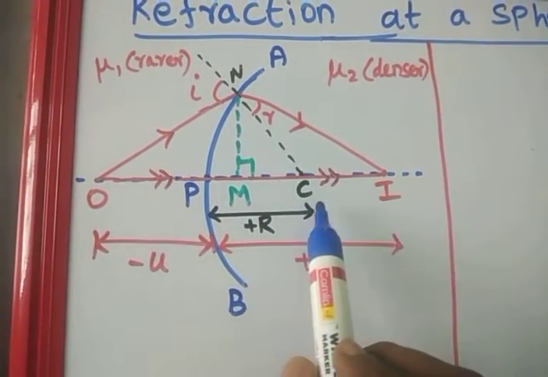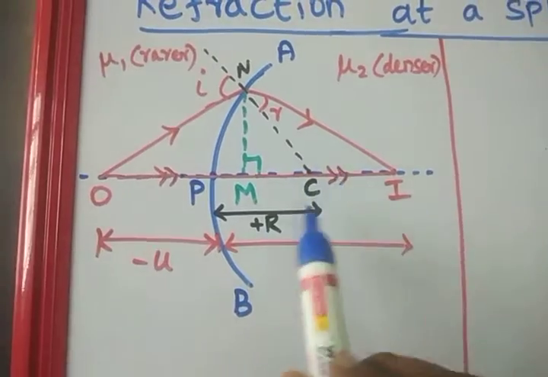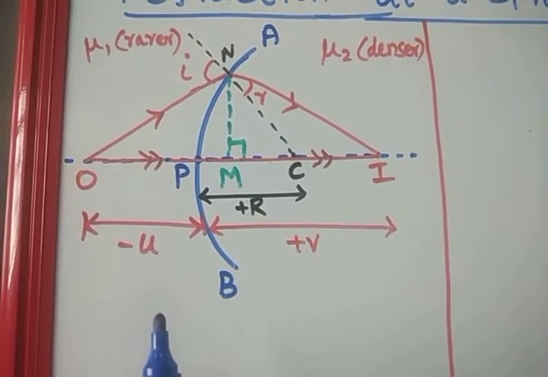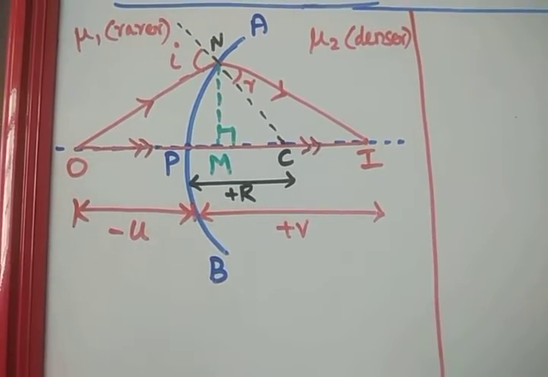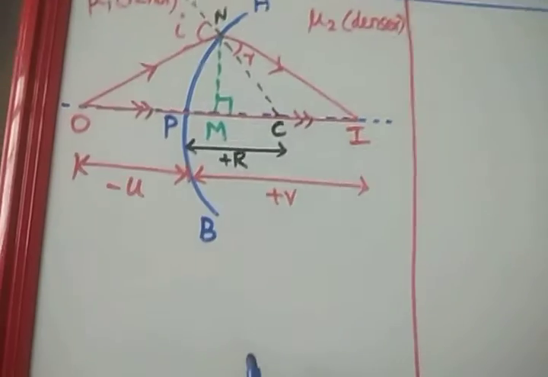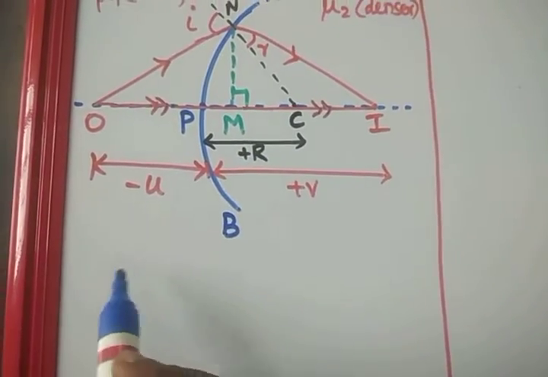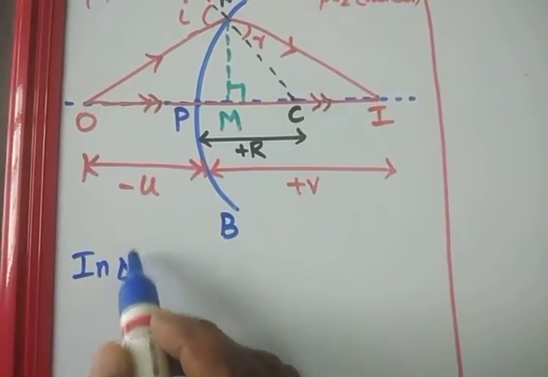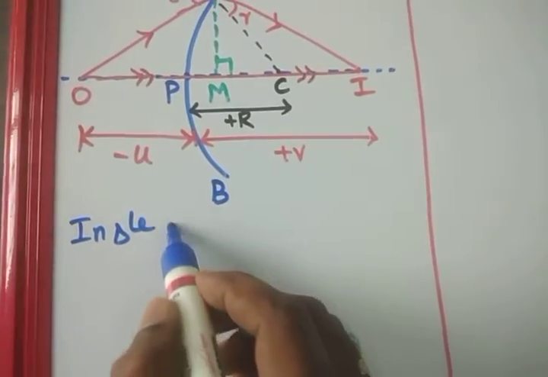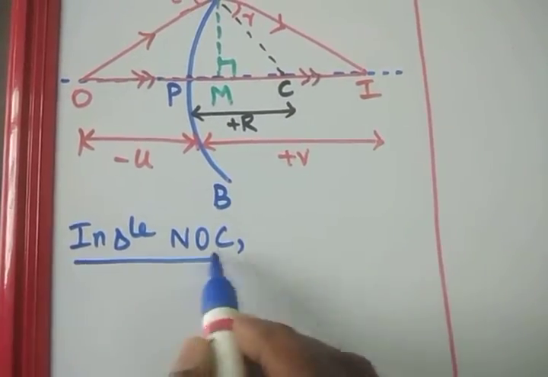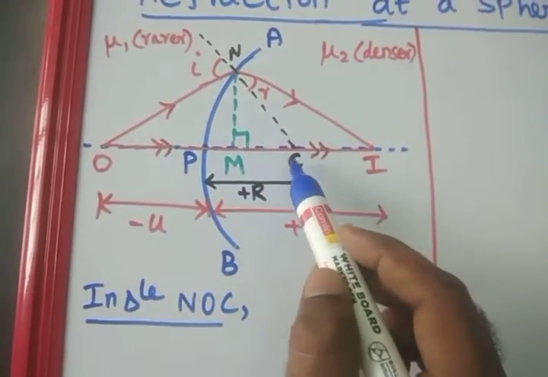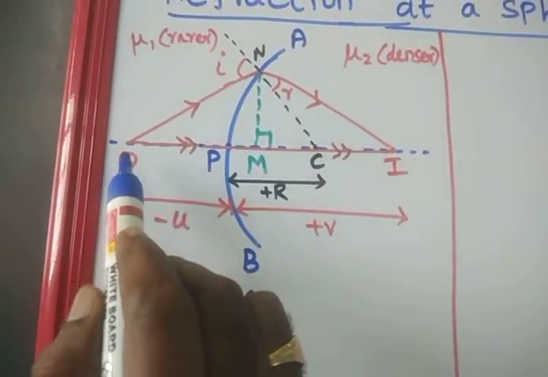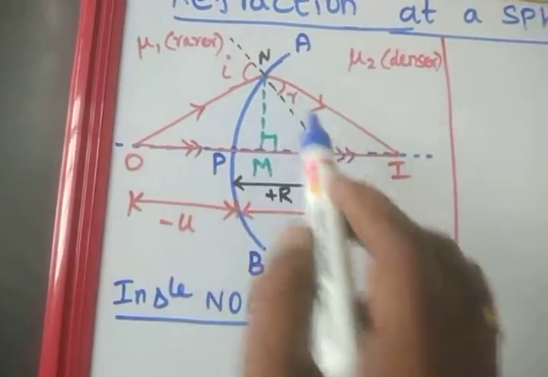PC is the radius of curvature, where C is the center of curvature, and PI is the image length, or image distance V. Let us take the sine of the angles. Very simple: in triangle NOC, where N is here, this is C, and we take O at this point. So this is triangle NOC.